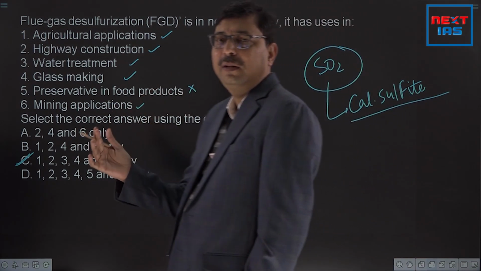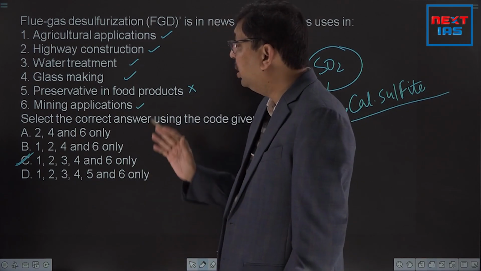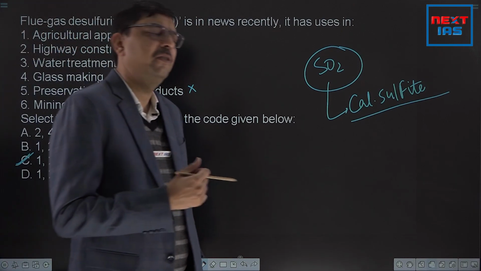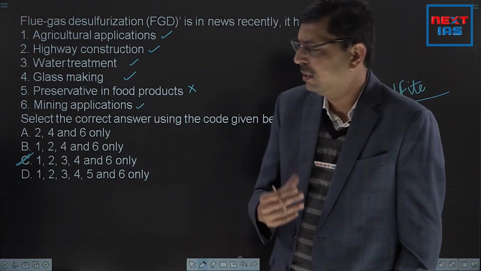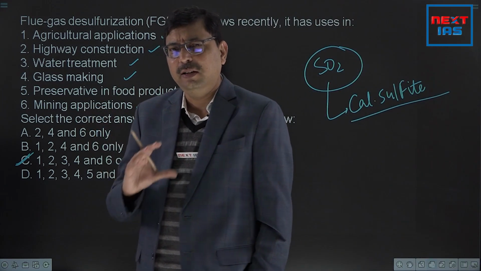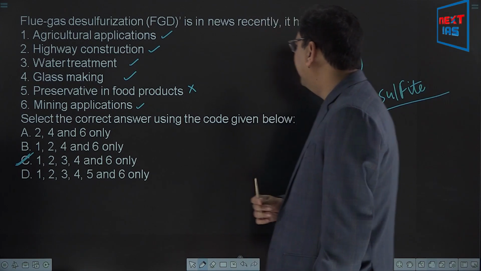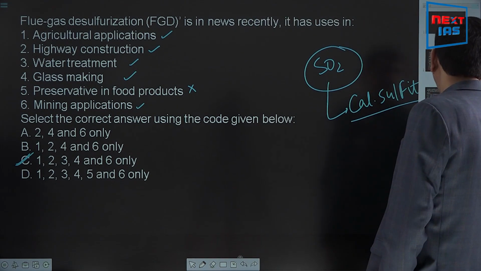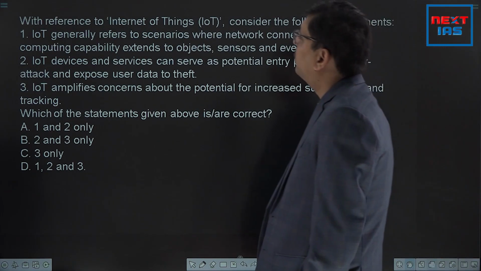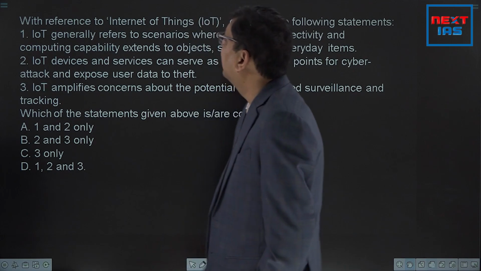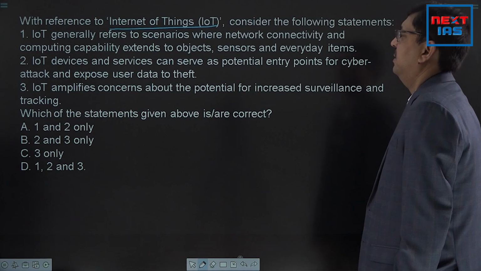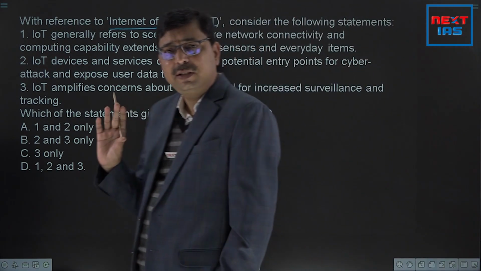So you have to remember such types of questions, and they do ask such questions, like ash from the thermal power plant and all these things. They are very common in UPSC nowadays. So whenever you come across an article on such things, you need to remember and retain the information. Now after flue gas, the next question is Internet of Things. So with reference to Internet of Things, consider the following statements. Very good. What is Internet of Things?